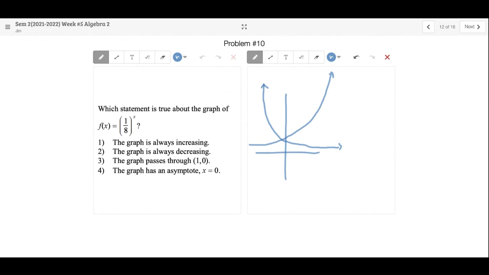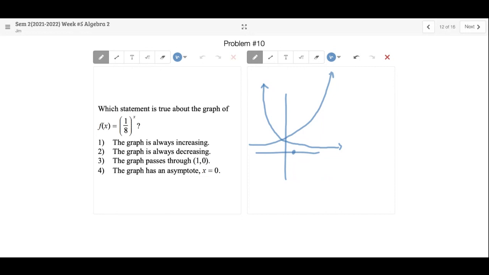Number 3, 1, 0. Let me show you where 1, 0 is. 1, 0 is right here. Does it cross there? Yeah. If they would have said 0, 1, I would have said okay.